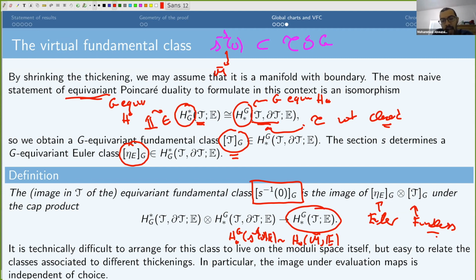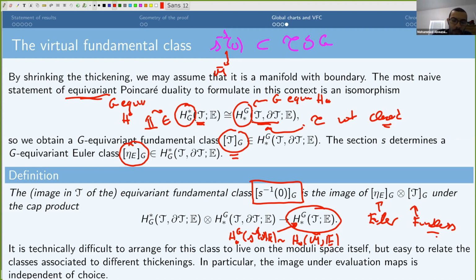But here I don't have it in the zero locus, I have it in the homology of the thickening. But it turns out that this is independent of the choice of thickening. If you take the thickening and you shrink it a little bit, then you have a compatible system of virtual fundamental classes, and this is good enough for all applications.